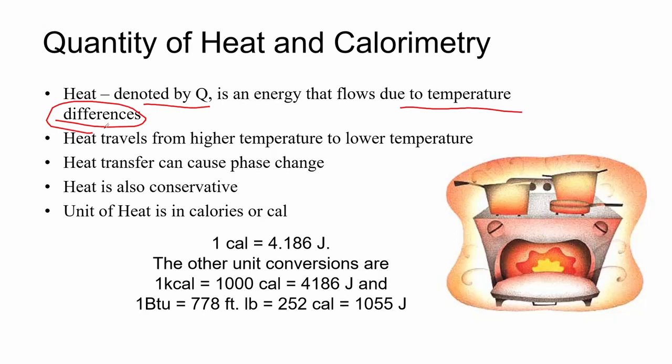The unit of heat is in calories, or cal for short. 1 calorie is equal to 4.186 joules. You can also have the different units and conversion factors shown here.